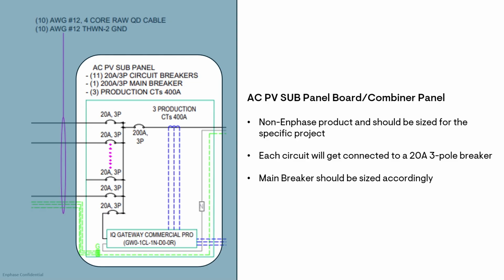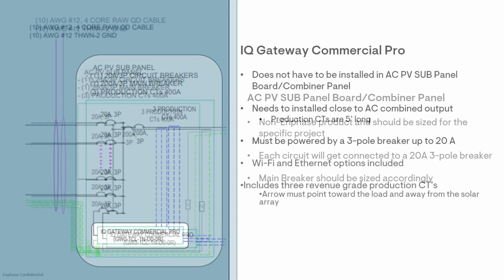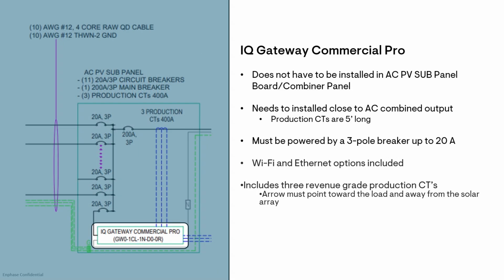This is a non-Enphase product and should be sized for the specific project. Each circuit will get connected to a 20 amp 3-pole breaker, and the main breaker should be sized accordingly for the project. The IQ Gateway Commercial Pro does not have to be installed in the AC PV sub panel board, but it does need to be installed close to the AC combined output because the production CTs are only 5 feet long and cannot be extended.